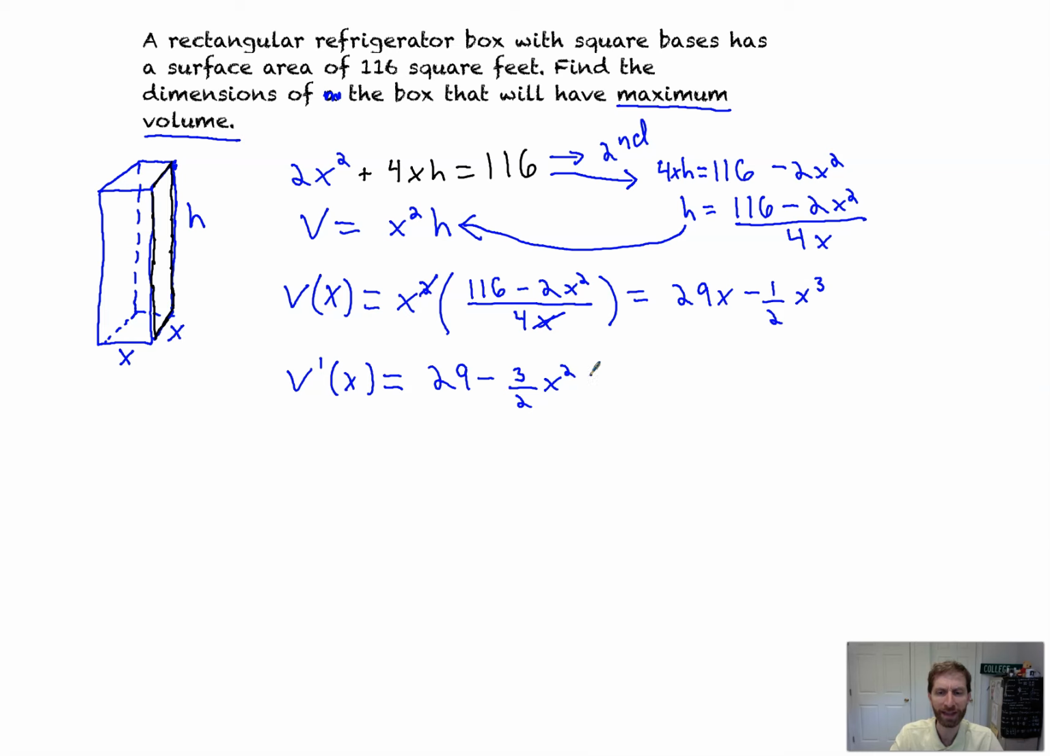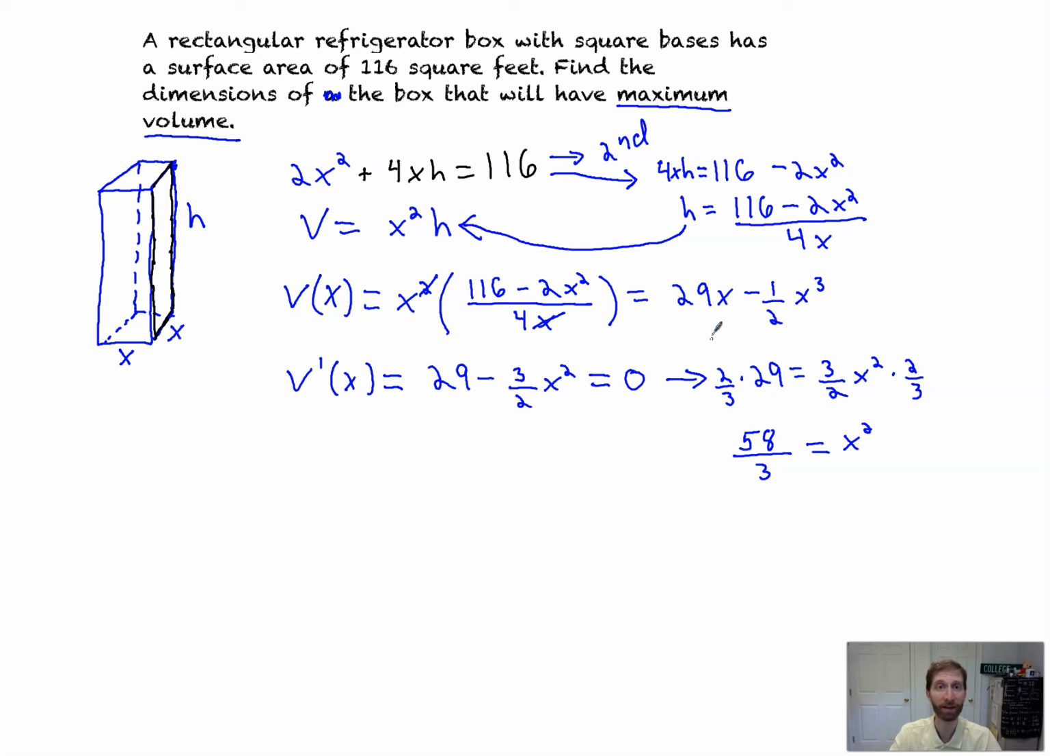So we're going to set that thing equal to 0. We're going to find our critical number. So I'm going to add 3/2 x squared to both sides. So it's going to be 29 equals 3/2 x squared. I'm going to multiply by 2/3 on both sides. That'll get rid of the 3/2, right? So multiply by 2/3 on both sides. And that leaves you with 58/3, 2 times 29 being 58, equals x squared.